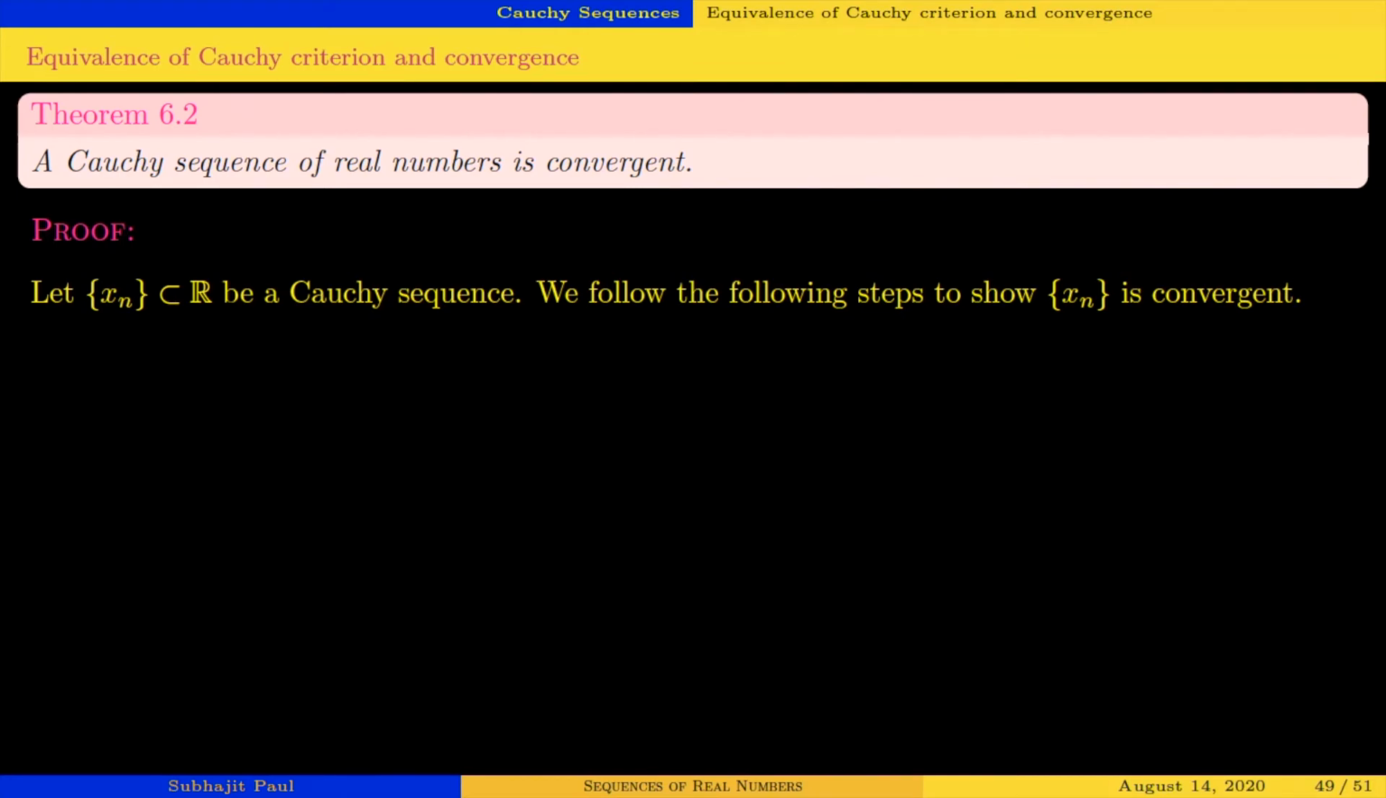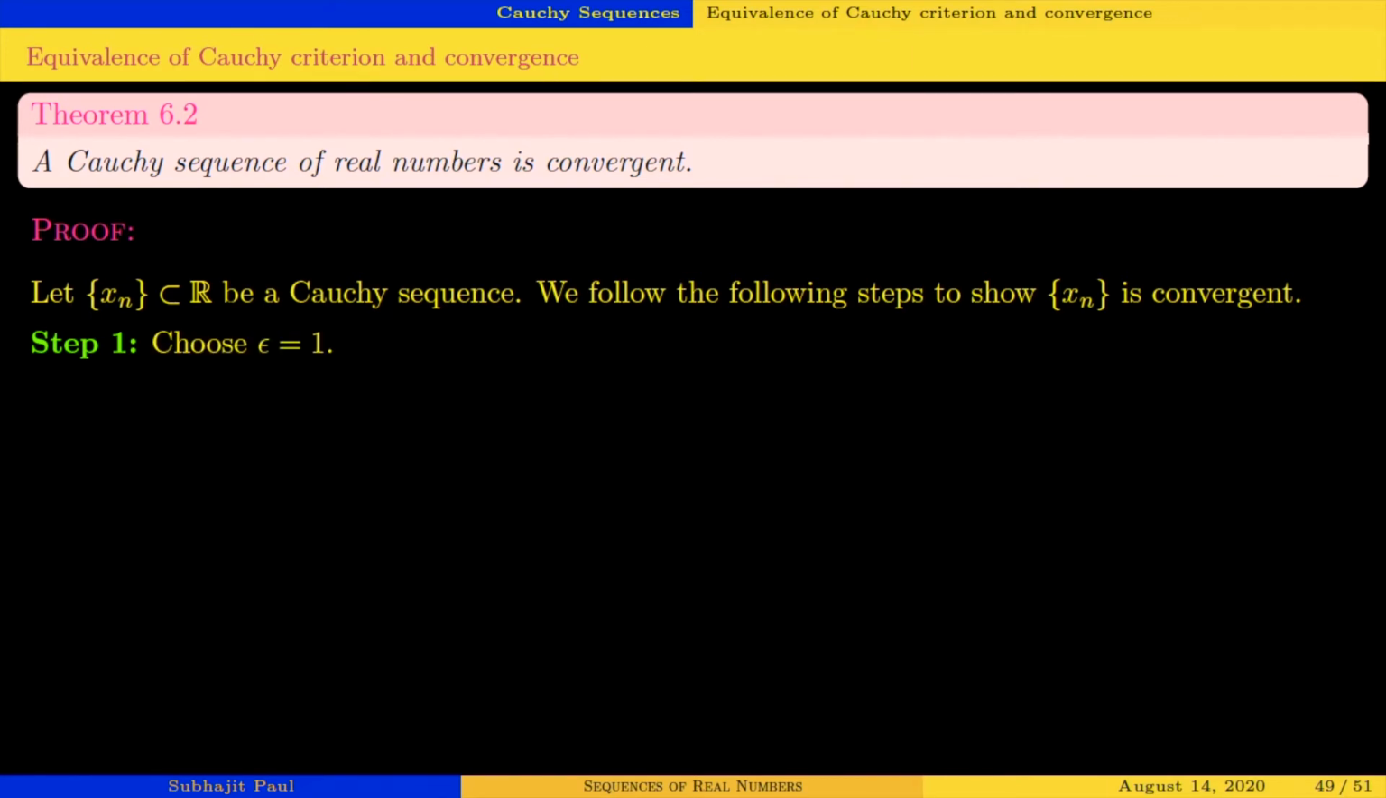Delicate in the sense in the notational sense. The concept-wise, it is not that stuff at all. Step one. So we'll follow the steps. Now, first step is we will show that if a sequence is a Cauchy sequence, it has to be a bounded sequence. That is what we are going to show.